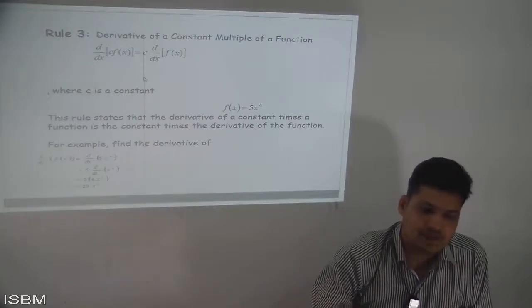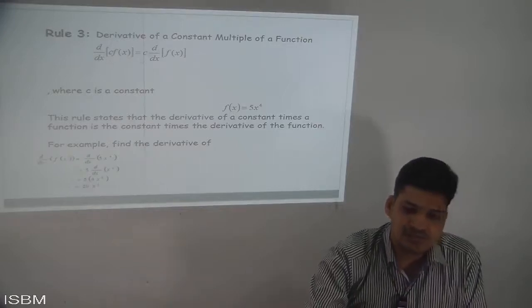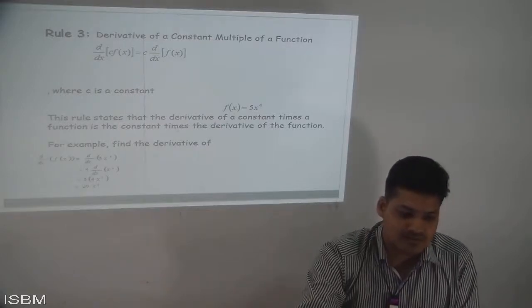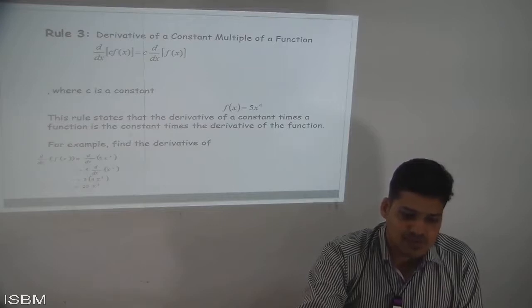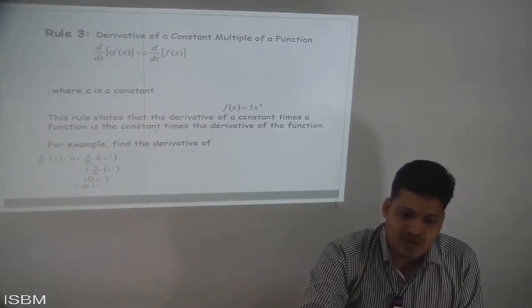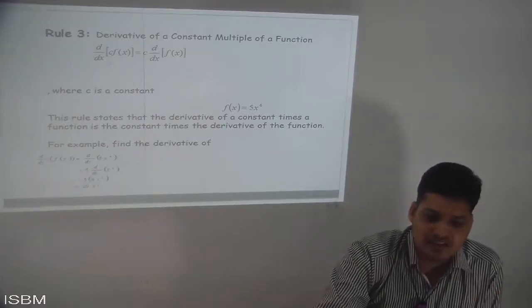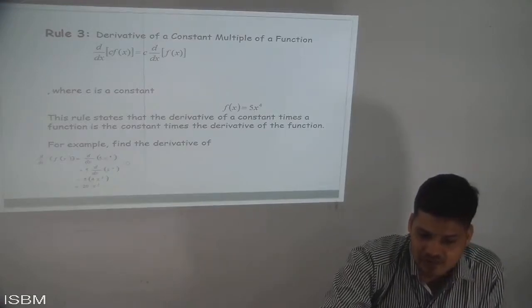And here, because we have the function over here, so dc by dx, c we will take out, so c d f(x) upon dx, where c is a constant. So f(x) is equal to 5x to the power 4, which we have seen over there. So the rule states that the derivative of a constant times a function is a constant times the derivative of a function. For example, find the derivative of d by dx f(x) = 5x to the power 4.